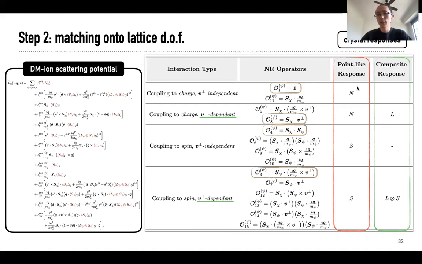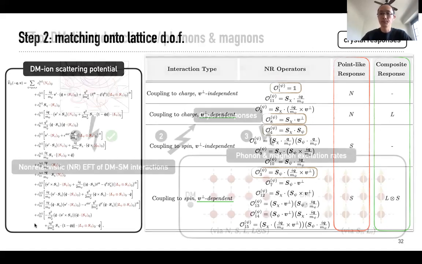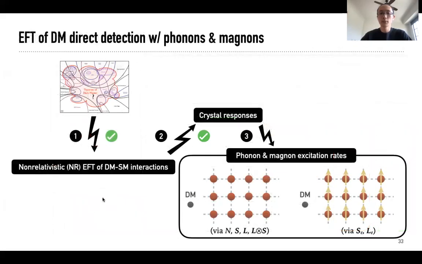So just as in their work, we refer to the couplings to the particle number and spins as point-like responses because these do not involve the internal degrees of freedom of the ion. And the coupling to L and the spin-orbit coupling are the composite responses because the coupling involves the wave functions of the constituent particles. So in this way, as we put these operators into these four categories, it's pretty clear which operator generates which response. And that's also reflected by the equation on the left here.